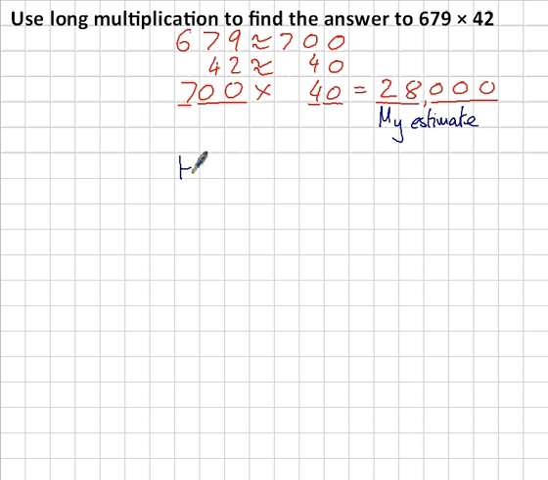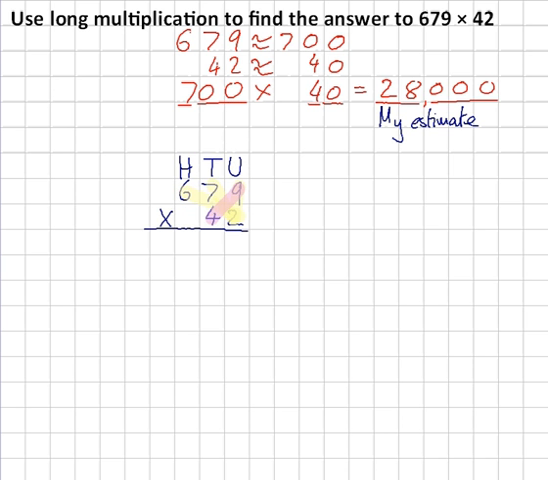Okay, as with all long multiplications, it's important that I set things out in their place value columns. So I'm going to put all the hundreds in there, the tens in there, and the units in there. 679, like so, and 42, like so. With long multiplication, we always work from right to left. 9 times 2 first of all, followed by 7 times 2, followed by 6 times 2, followed by 9 times 4, 7 times 4, 6 times 4. Okay, that's just to let you know the order that we're going to do things in.